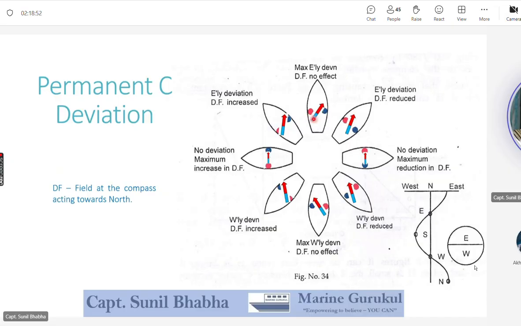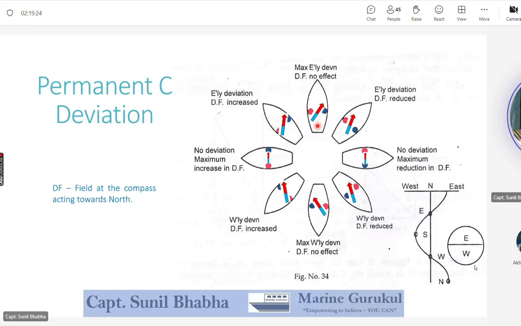You see the compass needle fitted on the ship. The north end of the compass needle, which points towards the north, is of red polarity. So you can see the red end pointing towards north. And the end of the compass needle towards the south direction has a blue polarity. So you can see the blue polarity end pointing towards south. So let's try to analyze the deviation caused by this athwartship magnetism, that is permanent C, on different headings.